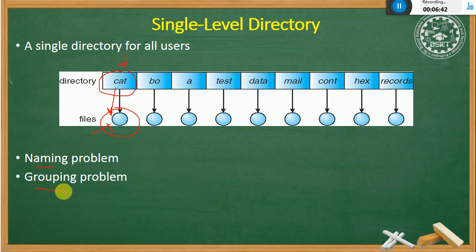So naming and grouping are the 2 basic problems of single level directory. It is not easy to name an individual file and it is not easy to group the same type of file in the single level directory structure. So these are the disadvantages of single level directory structure. In single level directory structure there is only one layer of directory and after that we have files. Okay, so the problem is naming and grouping.